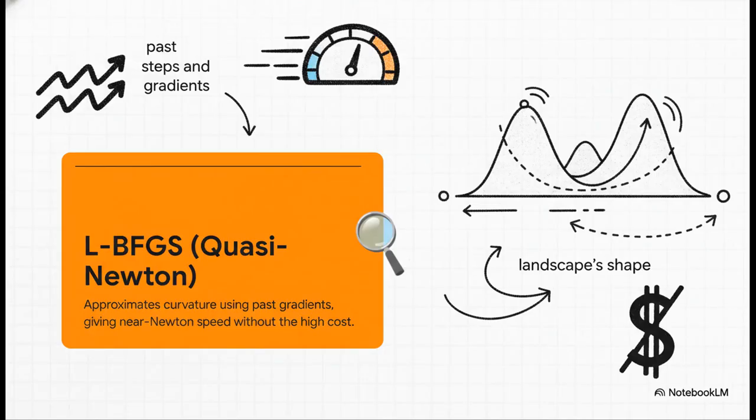And this leads us to the perfect compromise, a family of methods called Quasi-Newton methods, and the king among them is L-BFGS. And no, I'm not even going to try to pronounce that full name. The key idea here is that L-BFGS cleverly approximates the curvature without ever actually calculating that super expensive Hessian matrix. It uses the history of our past steps and gradients to build a pretty good picture of the landscape's shape. And what you get is the best of both worlds. Almost all of the speed of Newton's method, but without that crippling computational cost.